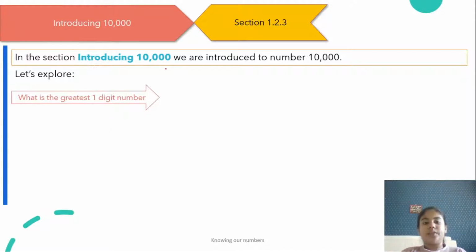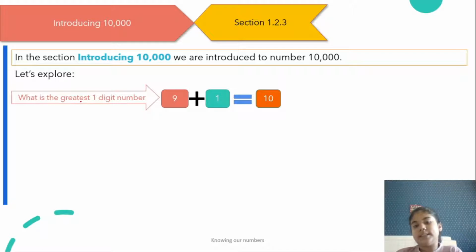Okay. So our next section says Introducing 10,000. In this section, we are introduced to the number 10,000. I know it's not a very big number, but we still need to learn about it. So let's explore. What is the 1-digit greatest number? Okay, I'm sure everybody knows this. It's 9. And what do we add to 9 to make the smallest two-digit number? We add 1, which makes it 10, the smallest two-digit number.